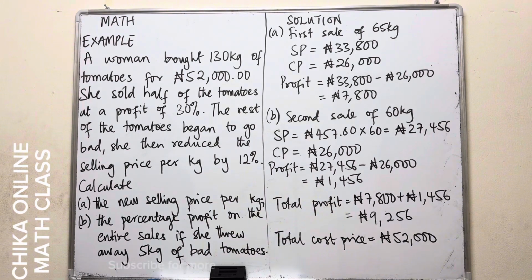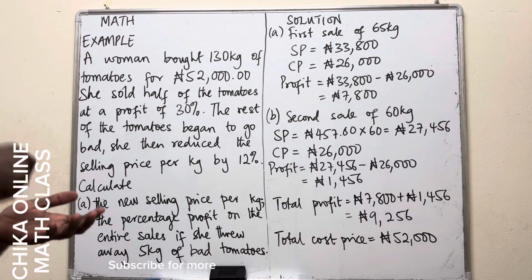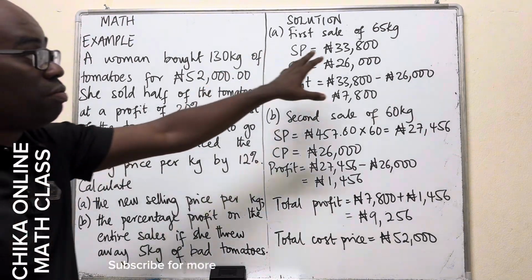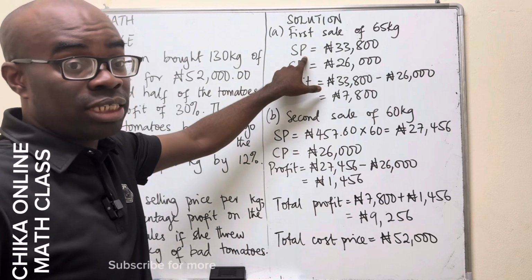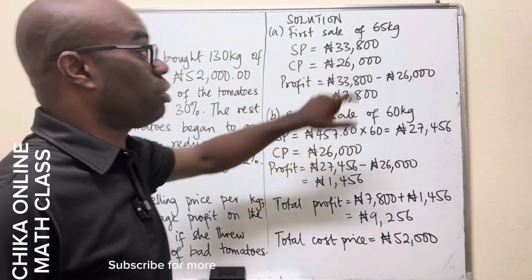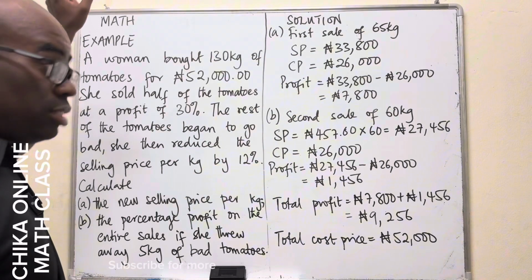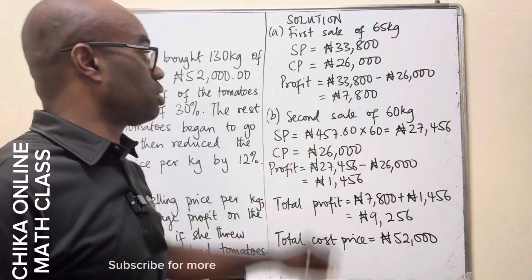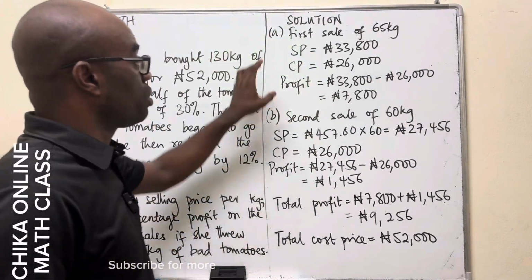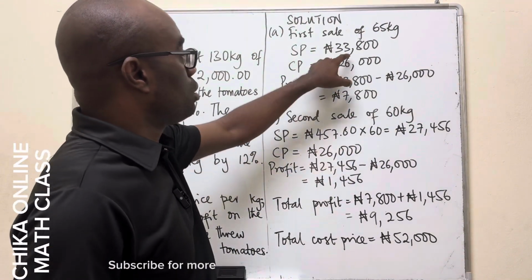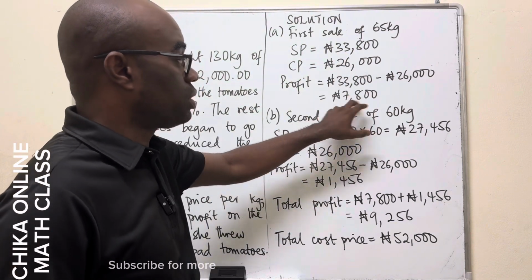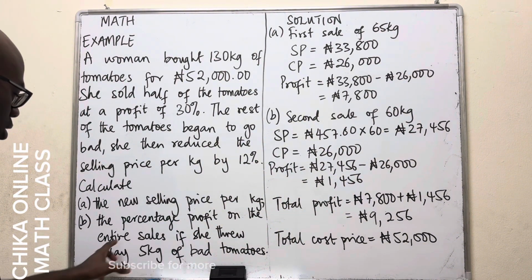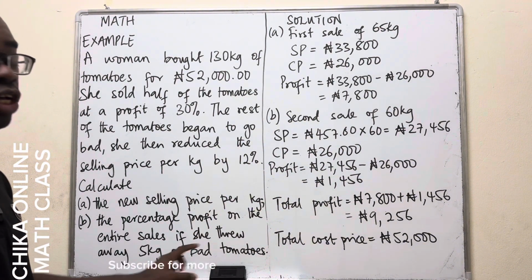Okay, so to get the total profit, we have to know all the profits. All right. So for the first sale of 65 kg, we have found before that selling price for 65 kg is 3,800, and cost price initially, when we divided this one by 2, because half of this, we got it as 26,000. That's the cost price for 65 kg. The profit will become what? This selling price minus cost price, which will give us 7,800.